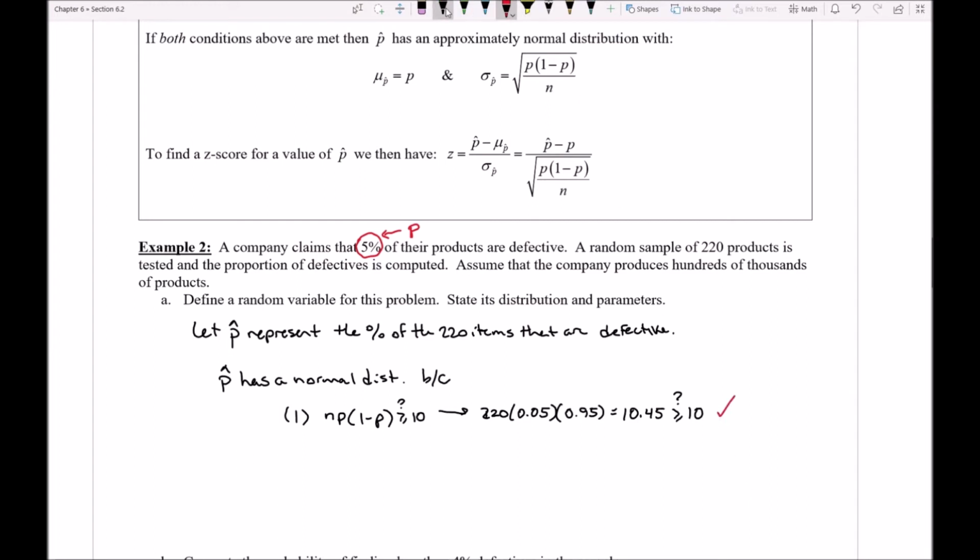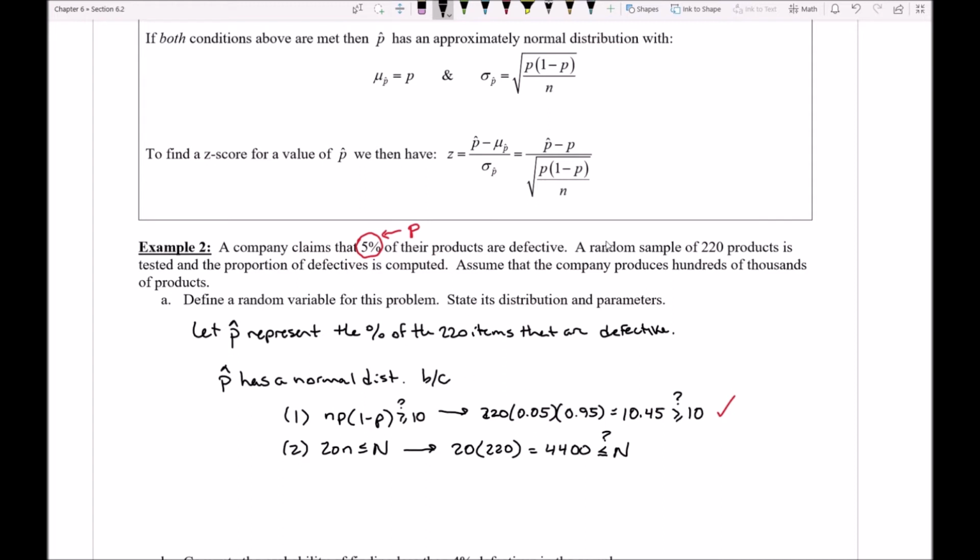Now, this isn't the only check I have to confirm. I need to do a second one. So my second check here is 20 times little n needs to be less than or equal to big N. Remember, big N stands for the population size. So 20 times my little n, which is 220, gives me a total value of 4,400. And I'm curious, is that less than or equal to capital N?